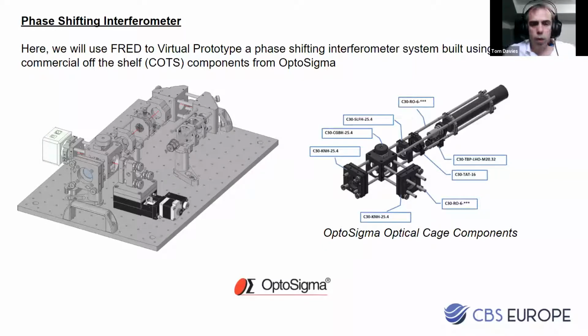In regards to what I'm showing today, we're going to talk about using FRED to virtual prototype a phase shifting interferometer that was designed by OptoSigma. So here we're going to use FRED to virtual prototype this whole system on the optical bench, which is built using commercial off-the-shelf components, using, for example, the OptoSigma optical cage components that just plug in on the optical bench, and also things like the nano stage that moves the reference mirror position of the interferometer.